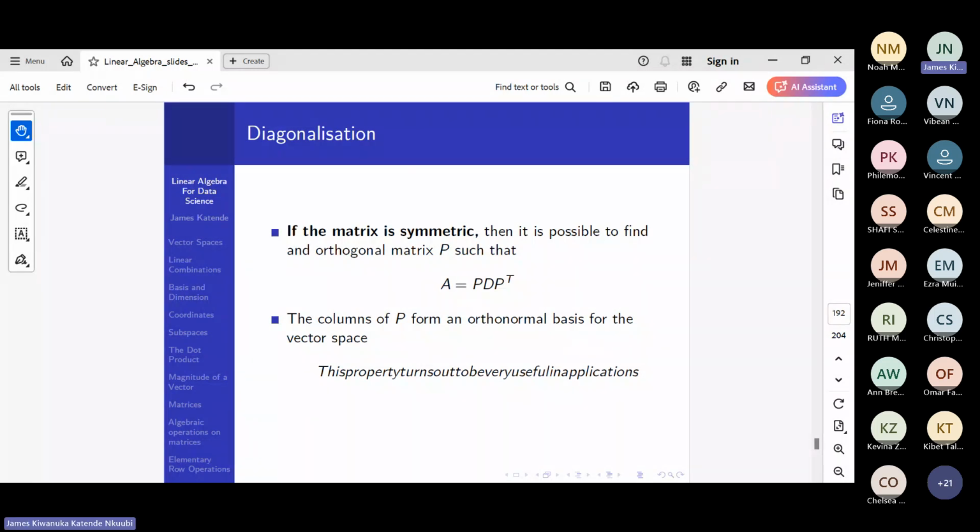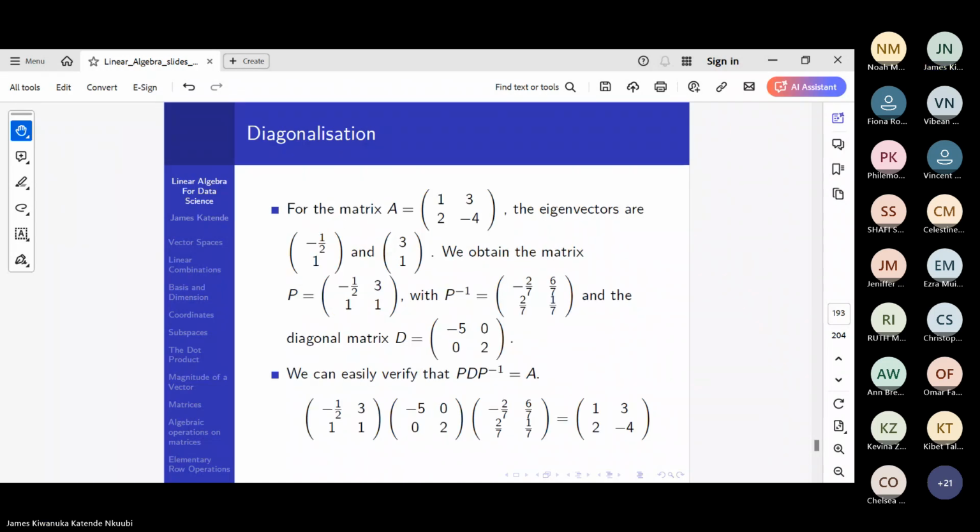So it gets better when you have a symmetric matrix, and only when you have a symmetric matrix is it possible to have this diagonalization where the matrix P is orthogonal. This matrix factorization turns out to be very useful in applications. We shall see as we go along.